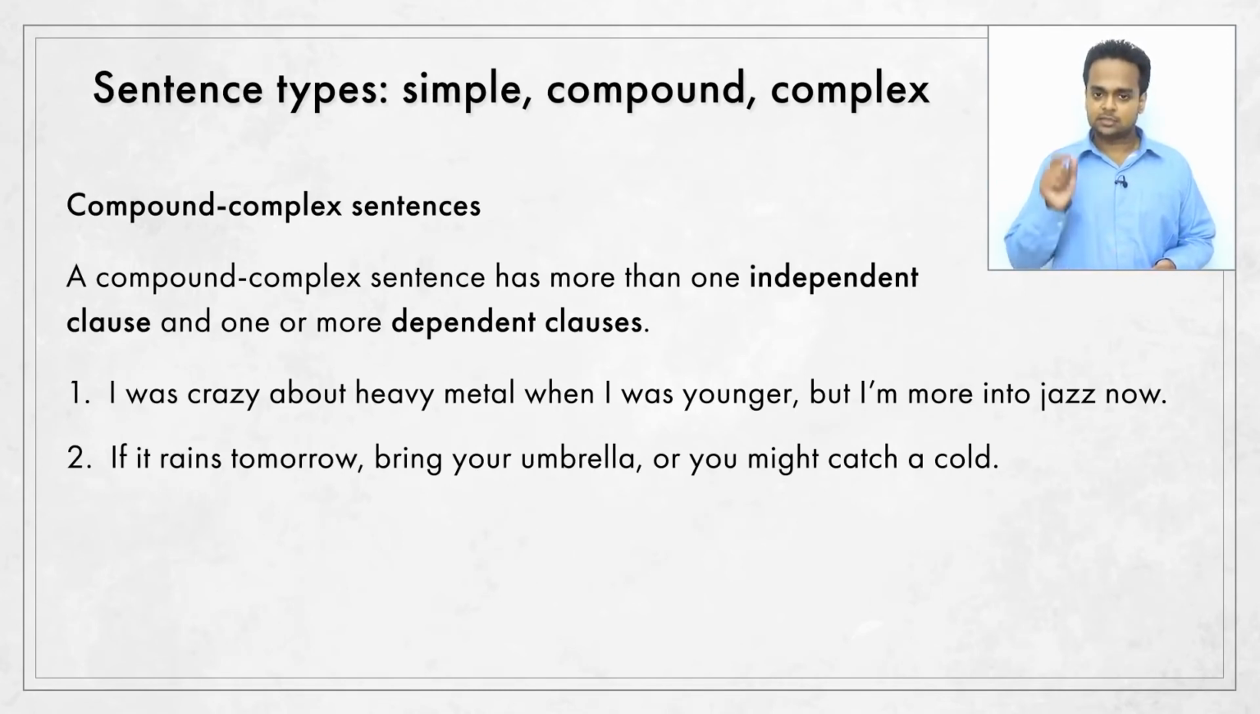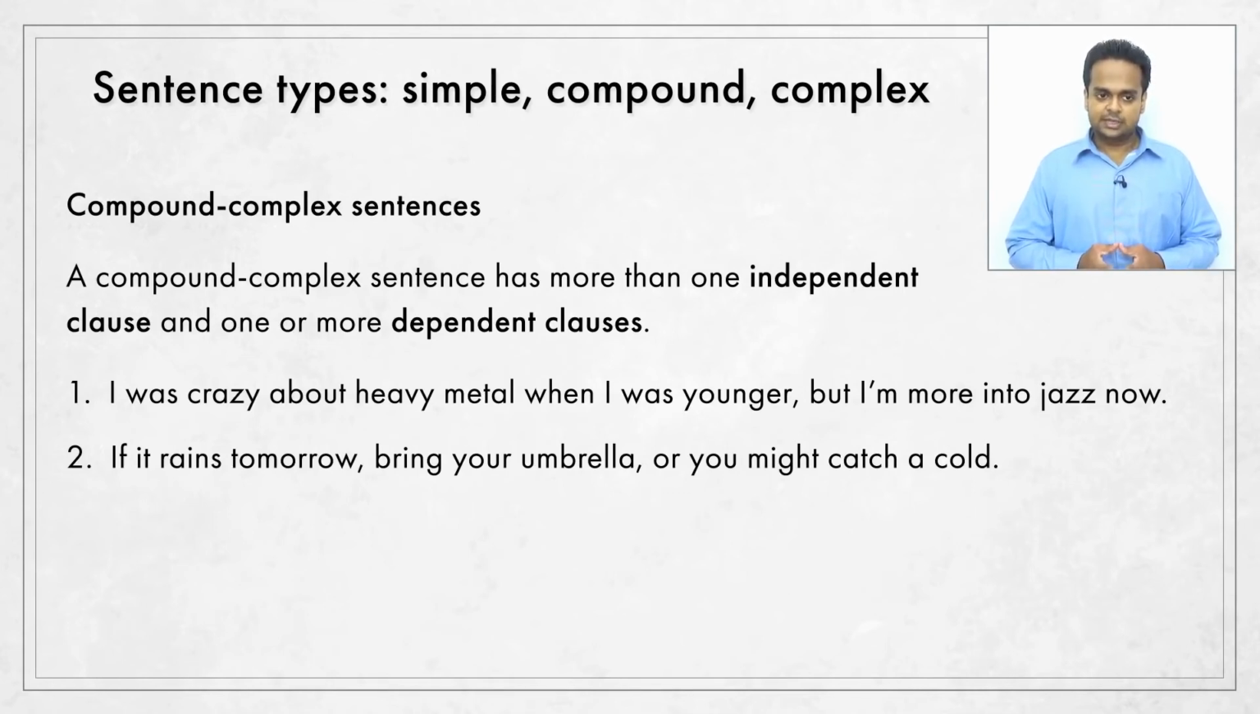We see here that the first clause is independent. I was crazy about heavy metal. Then there's a dependent clause, when I was younger. Then there's a coordinating conjunction but, and then another independent clause. But I'm more into jazz now. So this is a compound complex sentence. Here's another example. If it rains tomorrow, bring your umbrella or you might catch a cold. Can you identify the different clauses here?